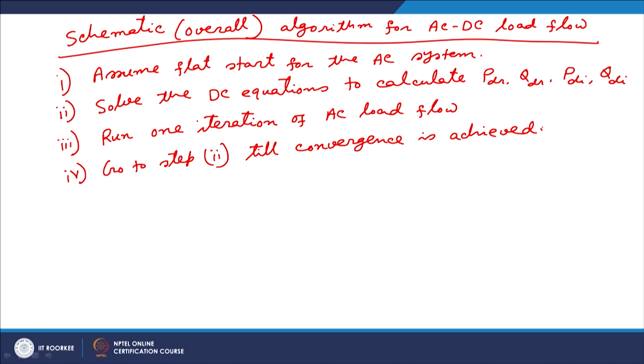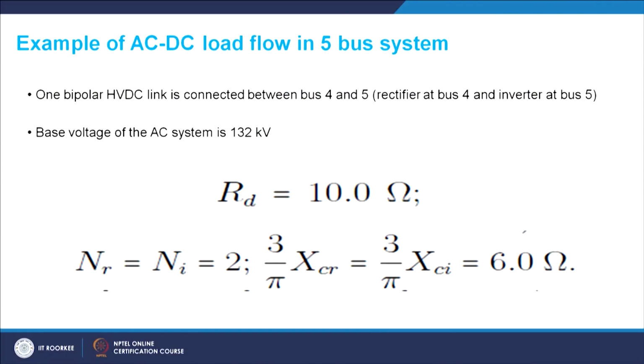We can see that there is no change in the AC load flow and so on. We have already explained all these things. Now let us look at a very simple example. In this example, again we take this 5 bus system. One bipolar HVDC link is connected between bus 4 and bus 5, rectifier at bus 4 and inverter at bus 5. The base voltage of the AC system is 132 kV.